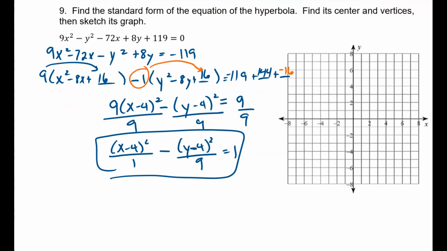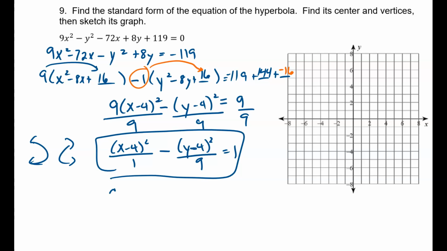This is a hyperbola that is opening to the left and the right because the x minus 4 squared is the one that is positive. So that lets us know that we're opening left or right. If the y minus 4 squared over 9 was first, and then you were subtracting your x stuff, then it would have been opening up or down.